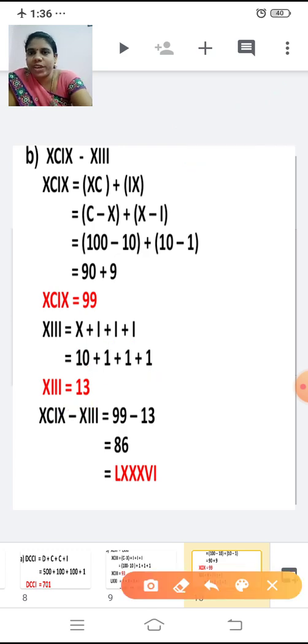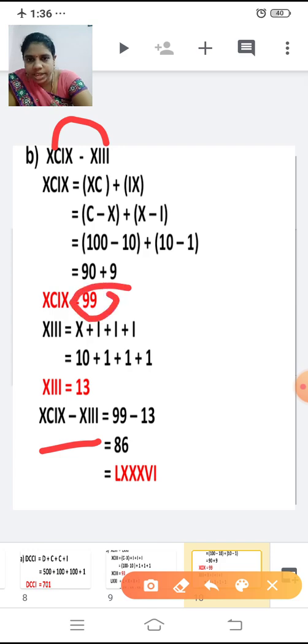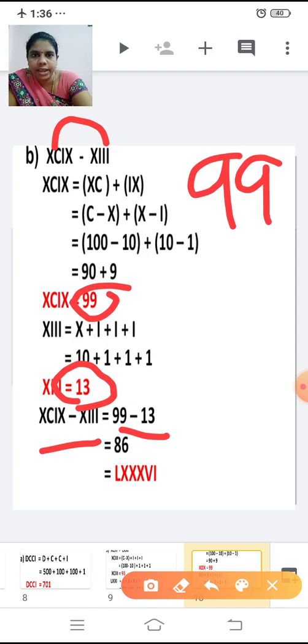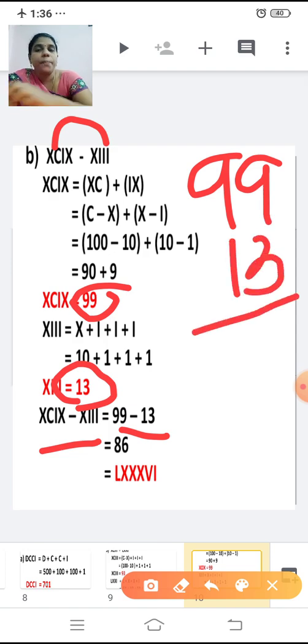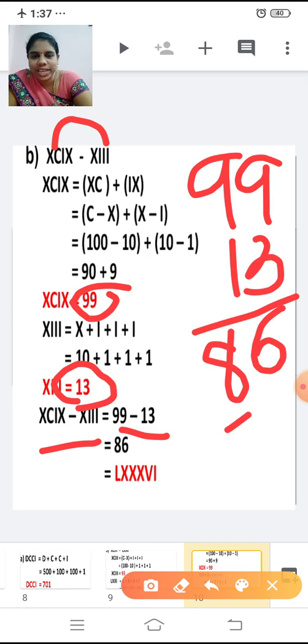Now what we have to do? We have to subtract these two, right? So XCIX minus XIII is equal to 99 minus 13. We are going to subtract 99 minus 13. 9, I'm going to subtract 3. 9 minus 3 is 6. 9 minus 1 is 8. So the answer is 86.